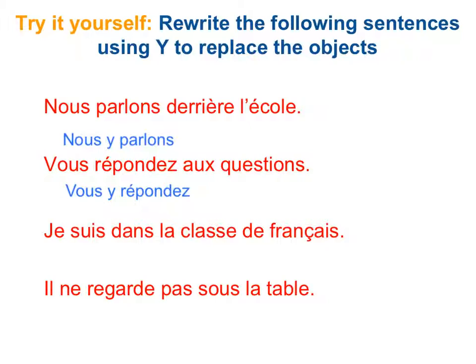Je suis dans la classe de français. So what have we got here? Well, we've got dans as our preposition. La classe de français, that whole thing is the object, the class of French, or the French class. So we replace the whole thing with j'y suis.